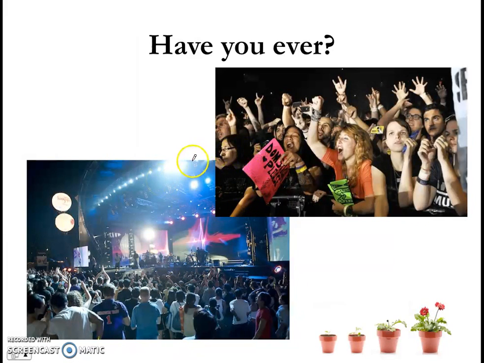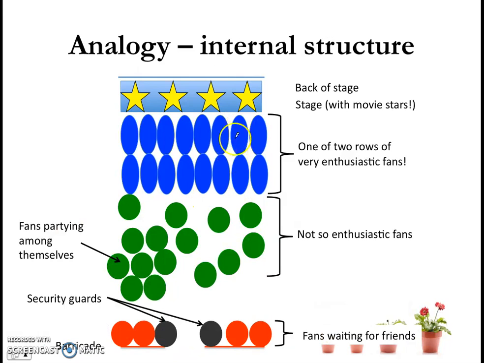Now, interestingly, this can be used as an analogy for the structure of our leaf. How? You can imagine that the stage is like the upper epidermis, where all the stars are performing on stage and singing their hearts out. The stars, right? The lights are on stage. So the stage is like the upper epidermis where the light enters the leaf, because all the lights are on stage.